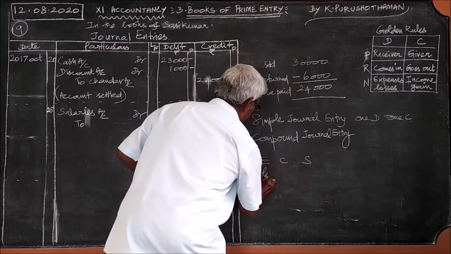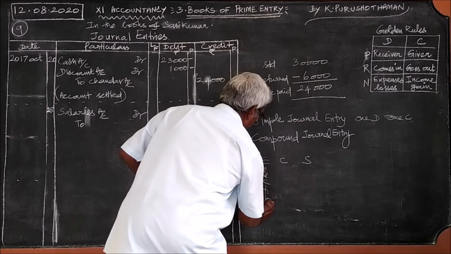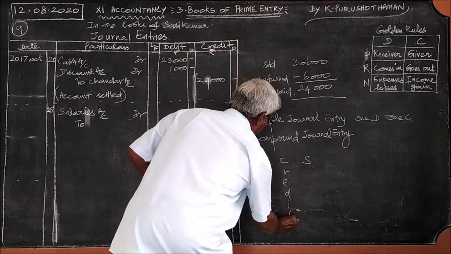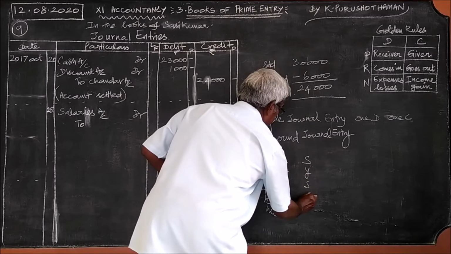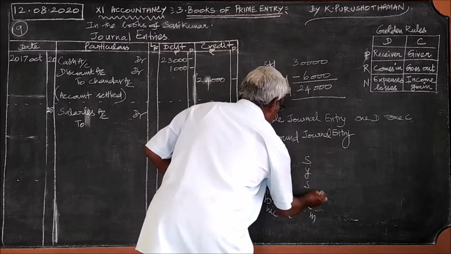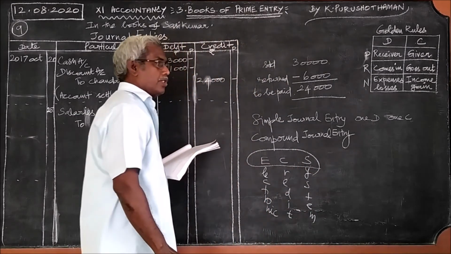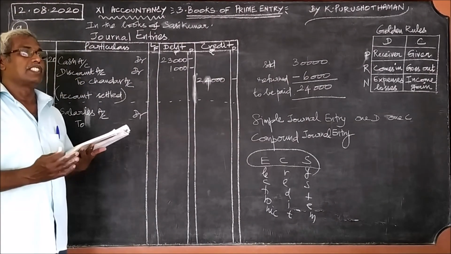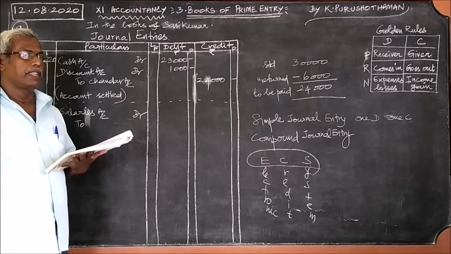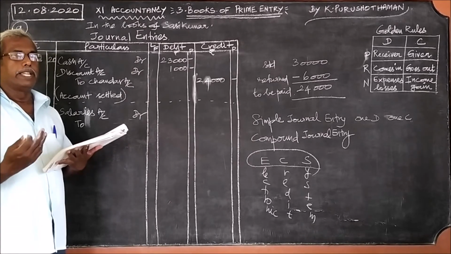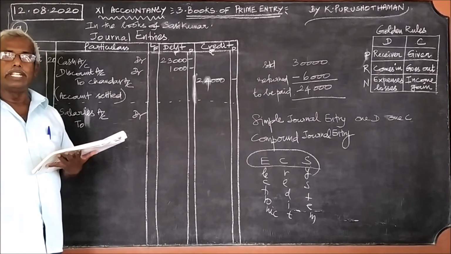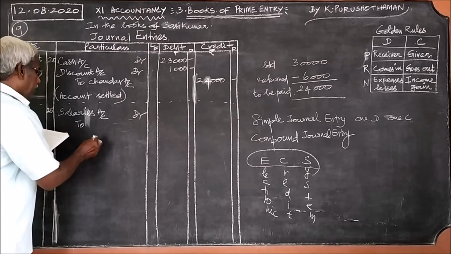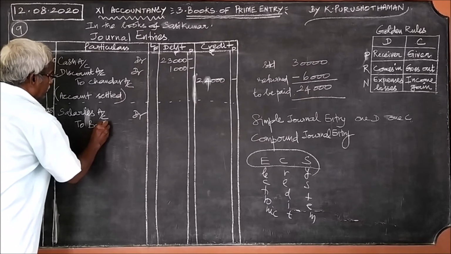ECS means electronic credit system. That means who is the giver there? Bank is the giver. Whether it is electronic credit system, whether paid through ATM card, paid through debit card, paid through credit card, whatever it is, who is the giver there? Bank is the giver. Therefore, salaries account debtor to bank account.